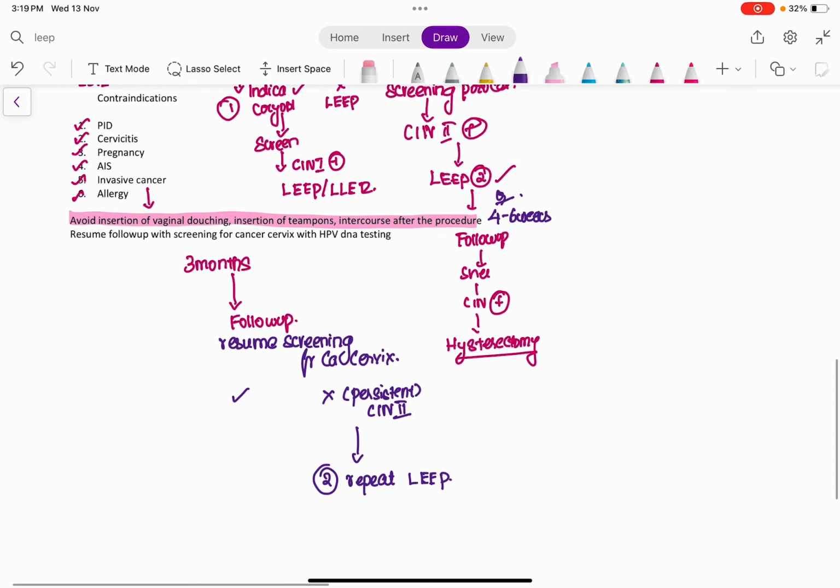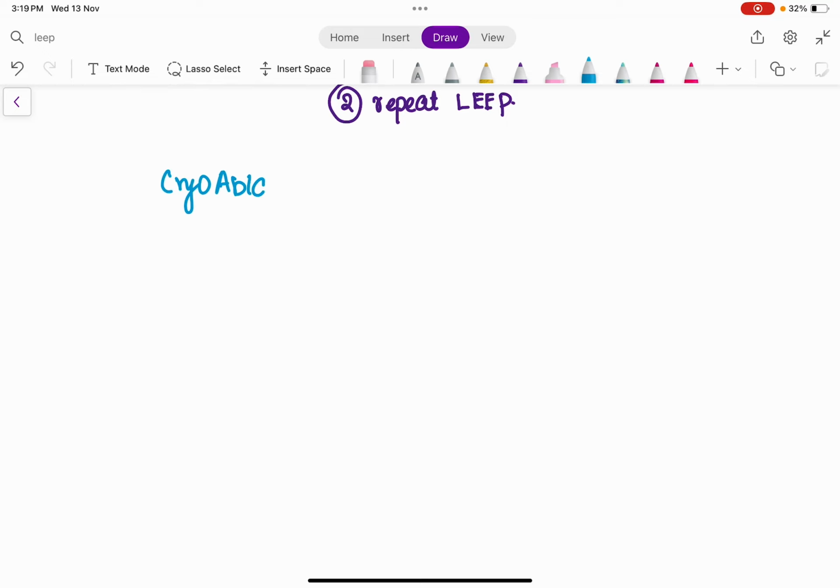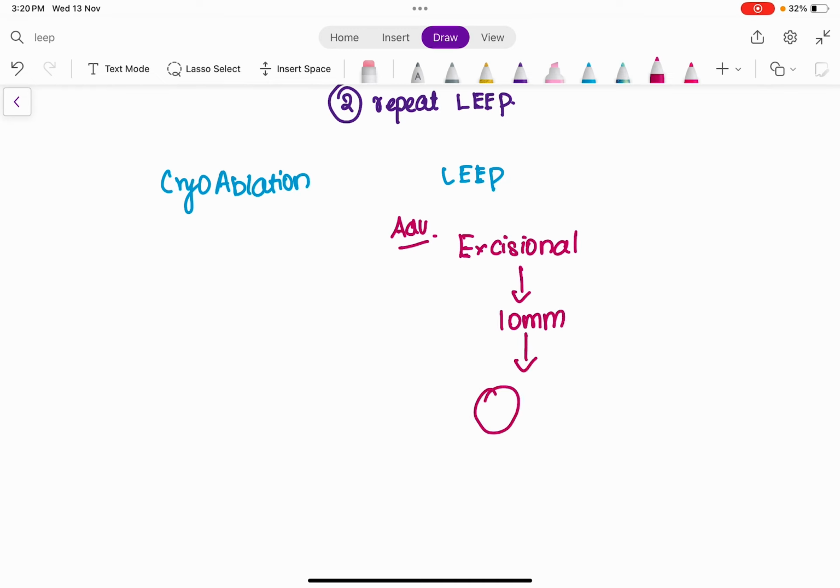Is that clear? Okay. So now I want to tell a small difference between the cryoablation and the LEEP. The main important point is that you have an advantage with LEEP, and the advantage is that since it is an excisional procedure, you are able to remove the abnormal cervical tissue up to a depth of about 10 millimeters, you have a tissue sample with you, and you can subject this tissue sample to histopathological examination and confirm.